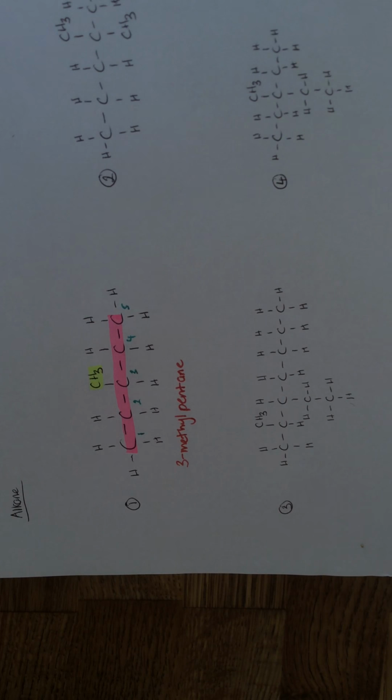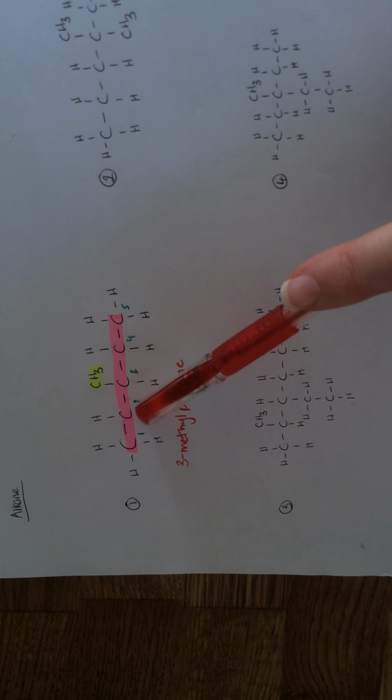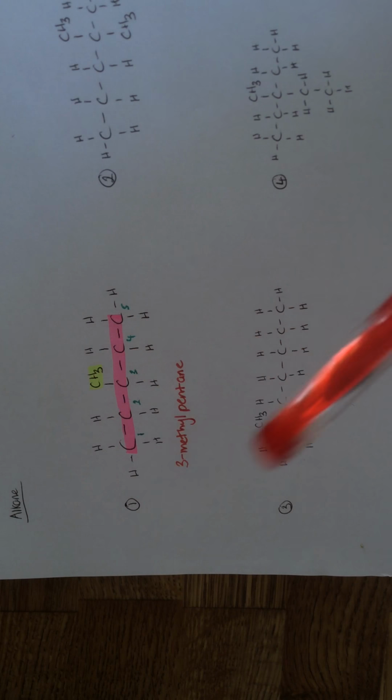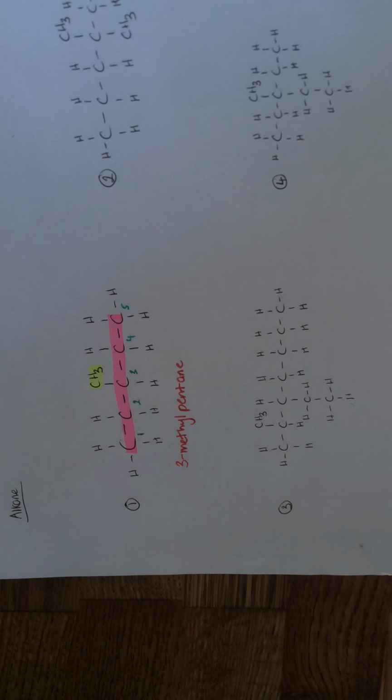So let's do some naming, and I've just done number 1 to help us along. First of all, the first thing that you do is you find the longest continuous chain. 1, 2, 3, 4, 5. So the longest is 5, and I've highlighted it straight across there.